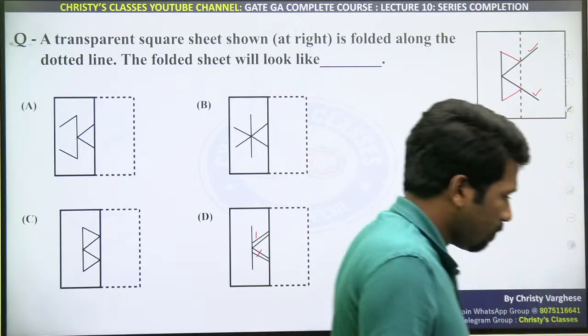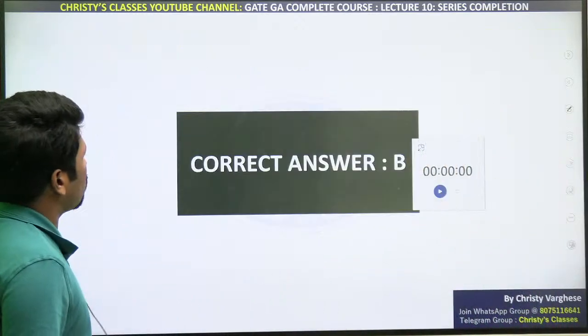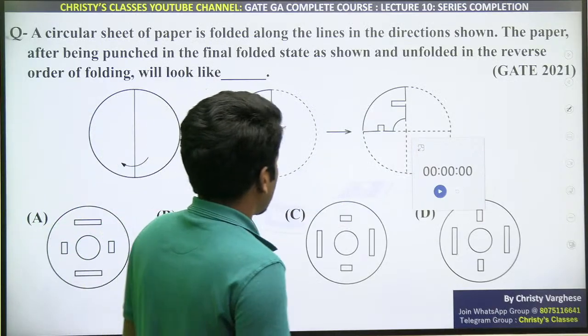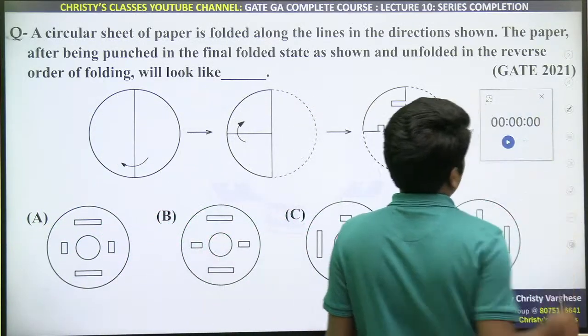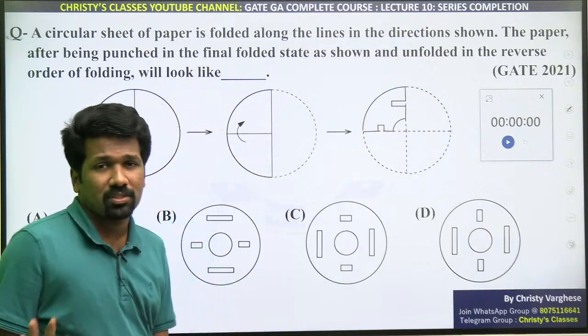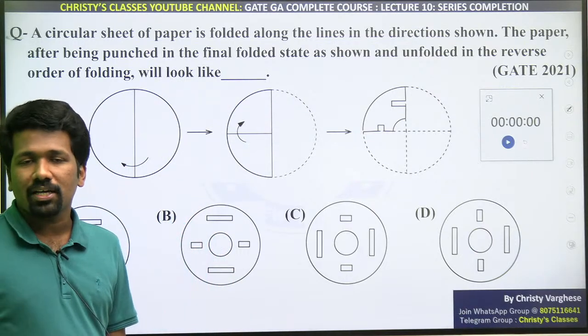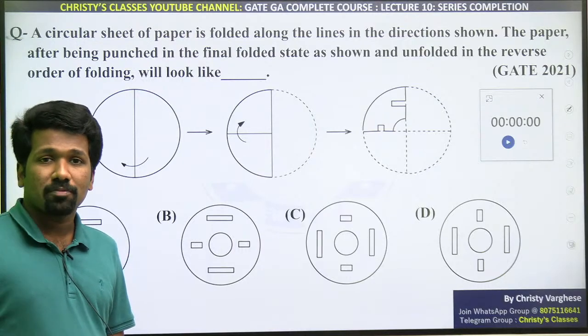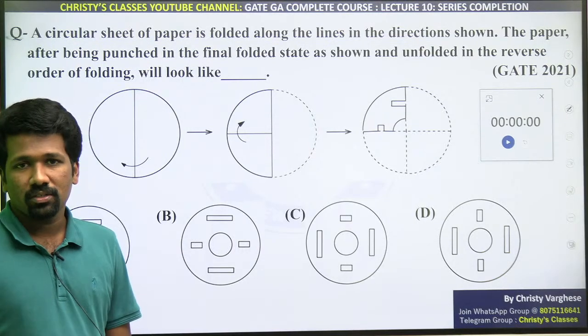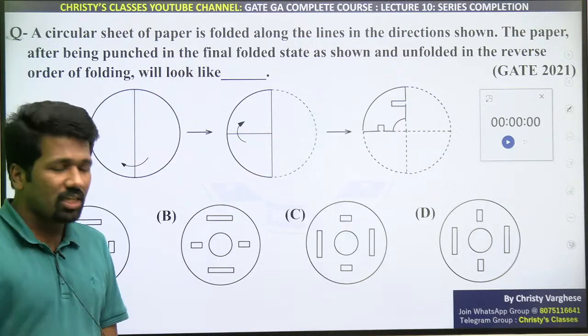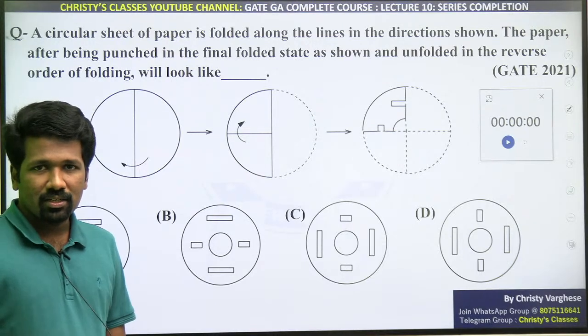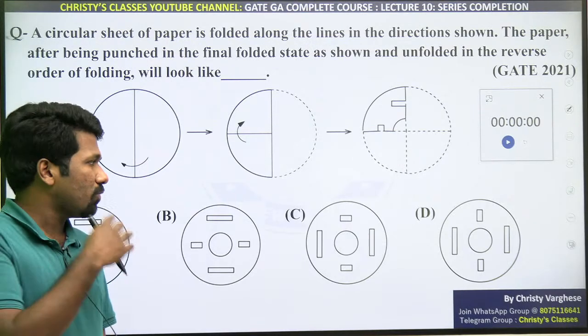So if it is clear, let's go to the next question. Try this question, another paper folding question. We will practice as many questions as possible. In the last 2 years together, 16 questions were asked from Spatial Aptitude in different streams. Those 16 questions, as much as we can, we will cover in this class. If any questions remain, I will give you the answer key.